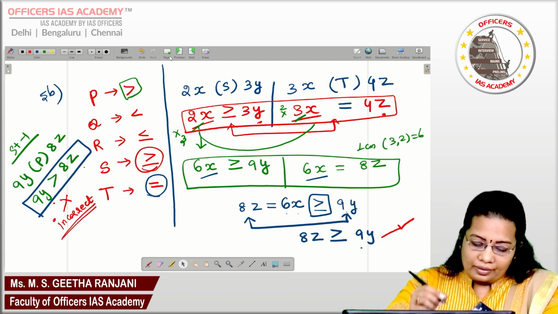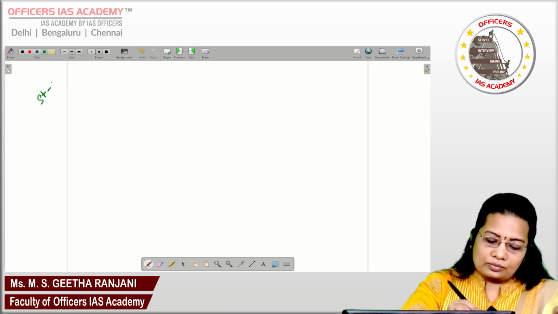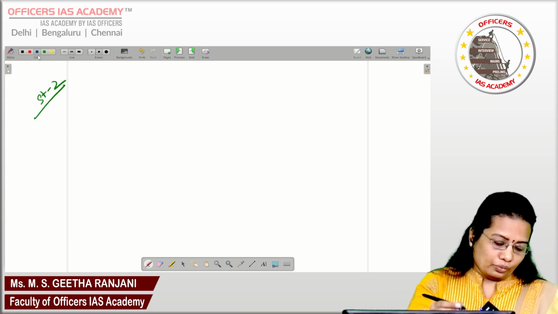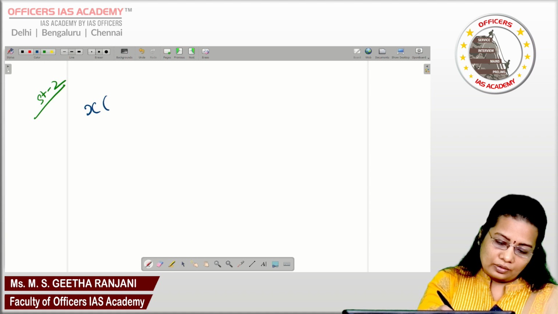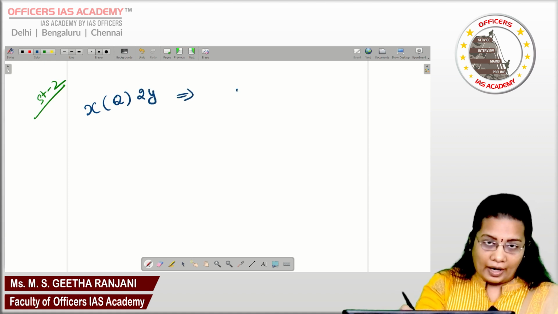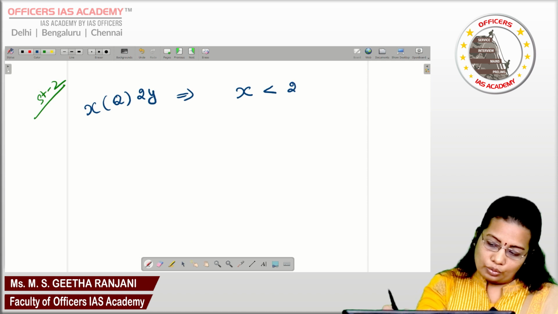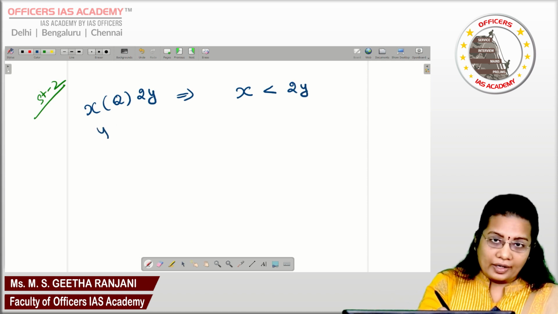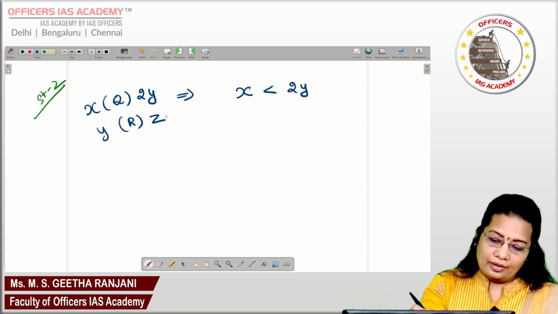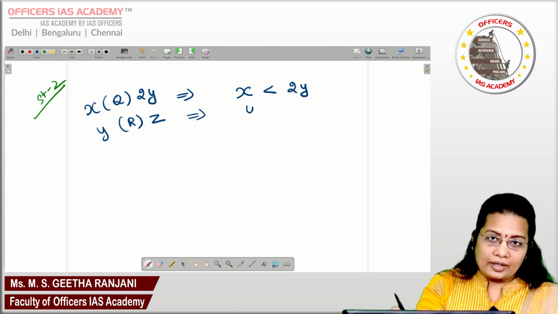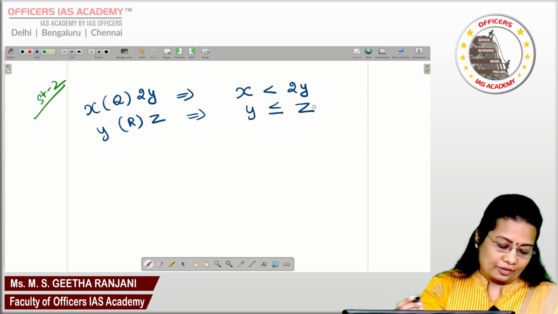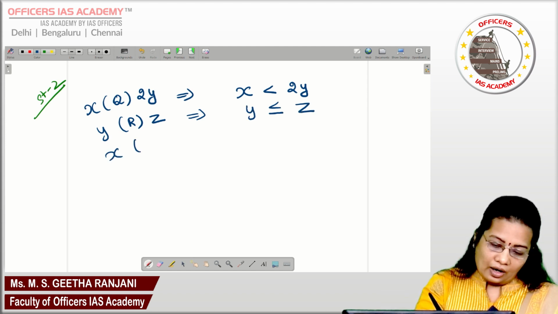Let's evaluate statement number 2. So according to statement number 2, x Q 2y, which means x less than 2y. Next one, y R z, which means y less or equal to z. x R z.